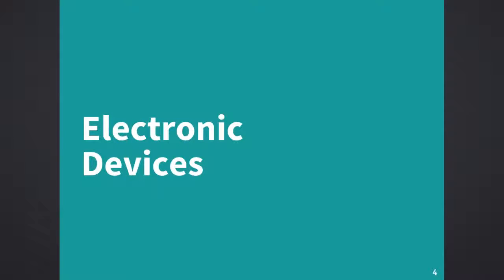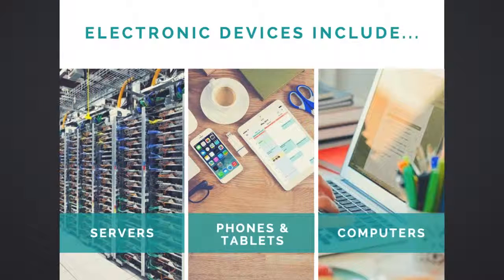Let's look at electronic devices and see what exactly we are talking about here. What type of electronic devices does your practice use? And you may be surprised. You can see that we have big broad categories of servers, phones, tablets, and computers. Well, that includes all of your networked appliances. That means the Wi-Fi routers, the firewall appliances.